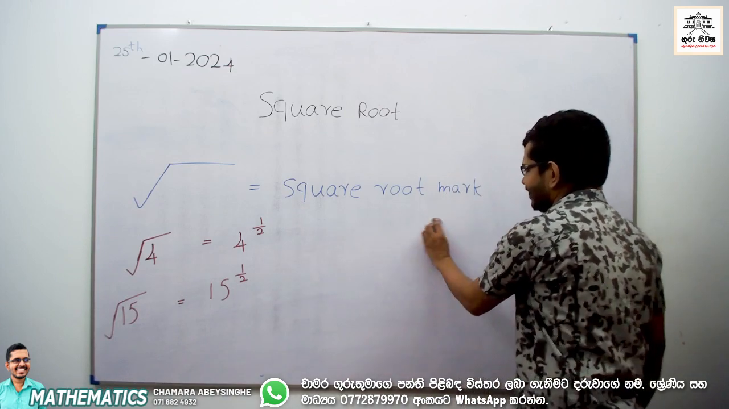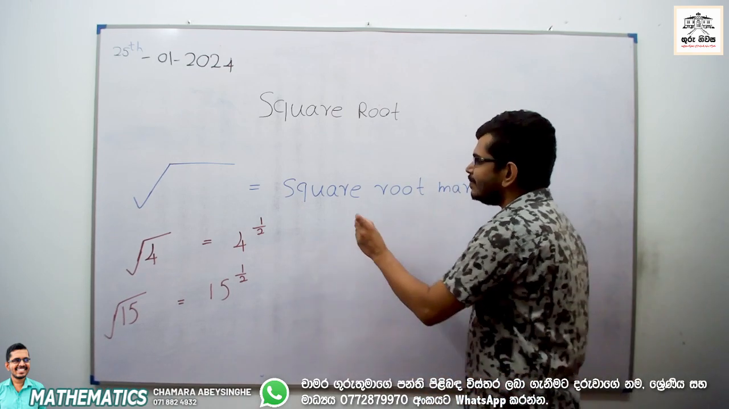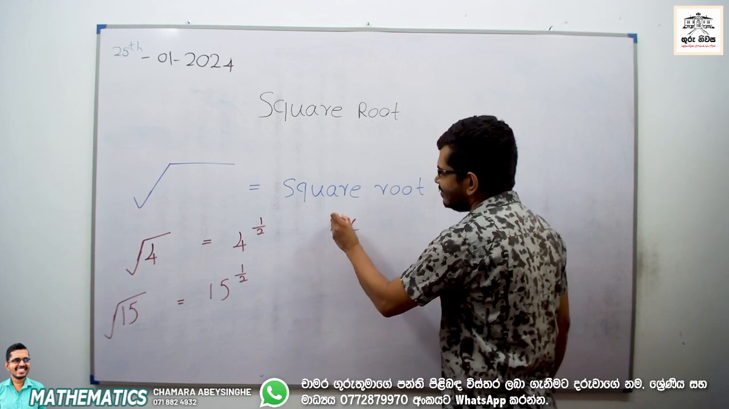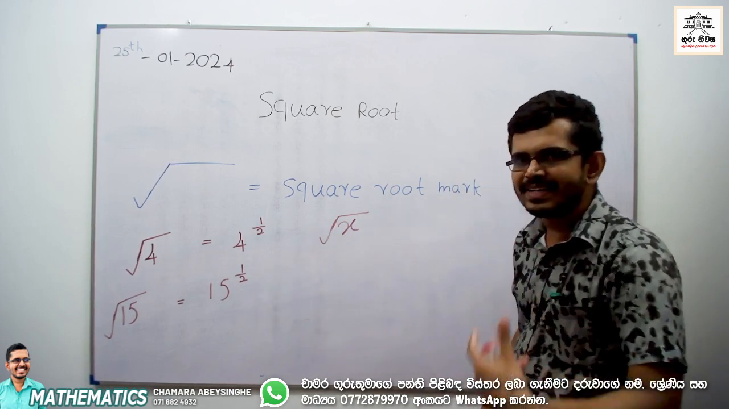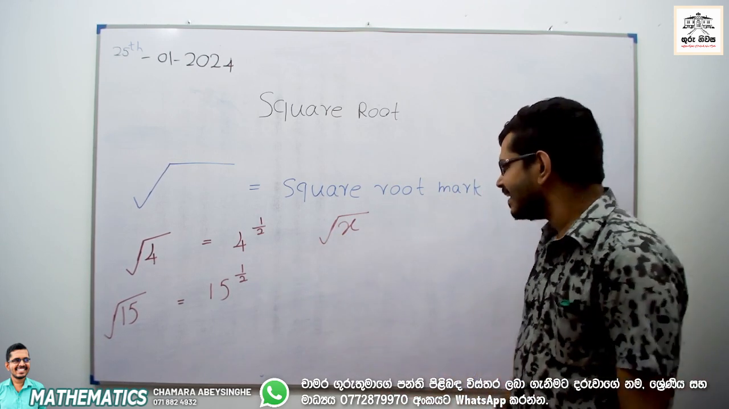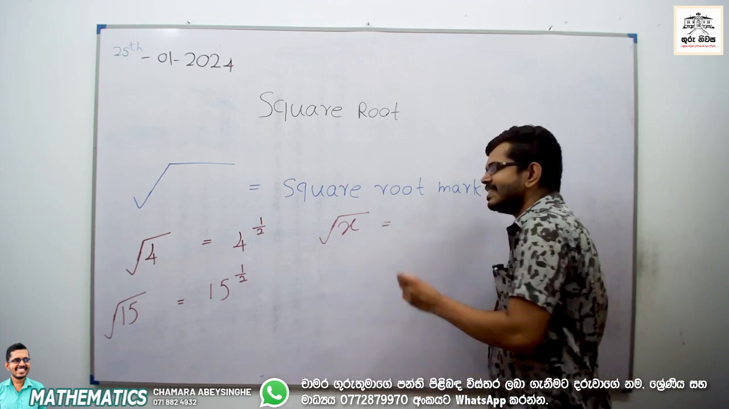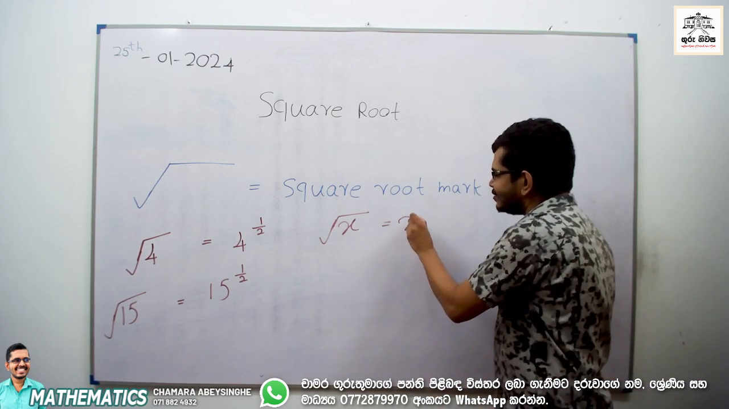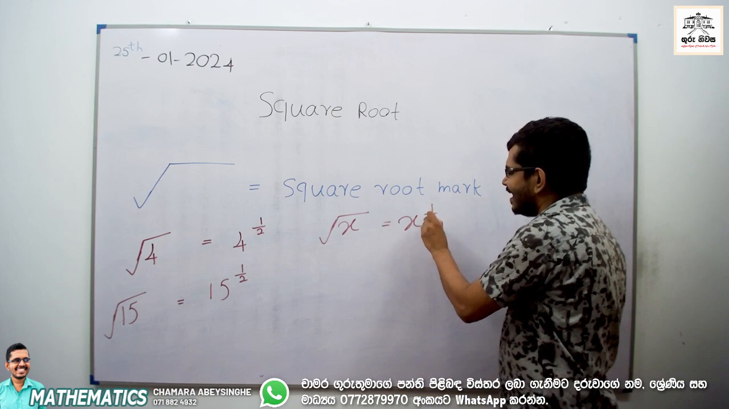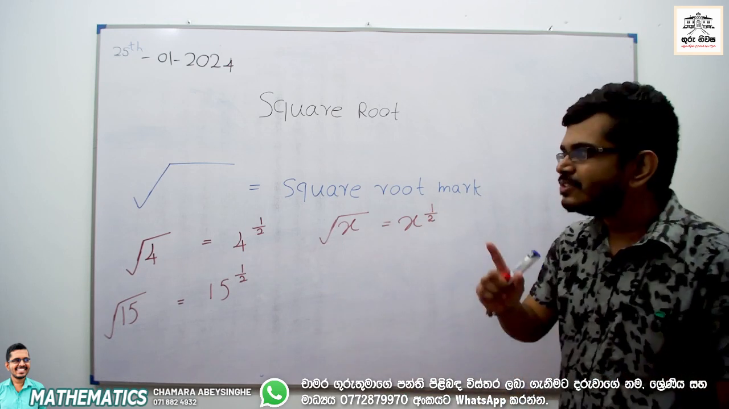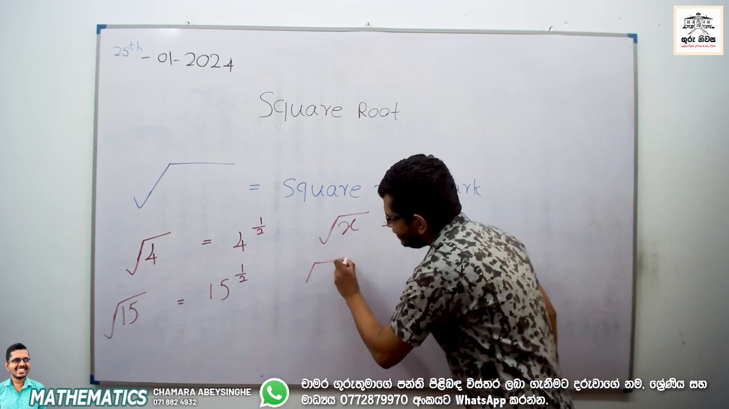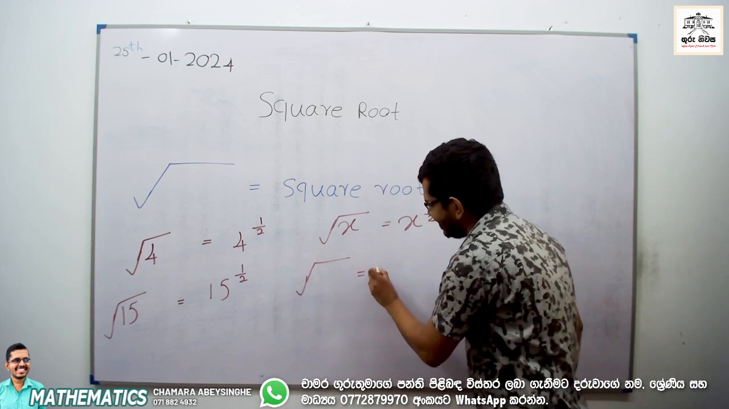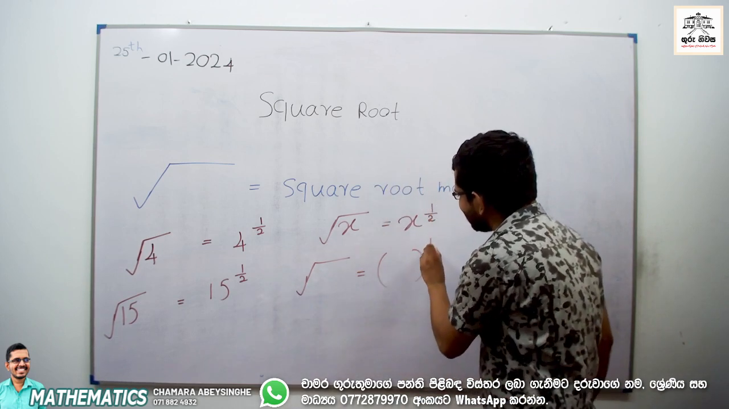Now commonly I take the square root of x. It can be any numerical value. And we represent this as x to the power half. So square root represents, student, the index is half.